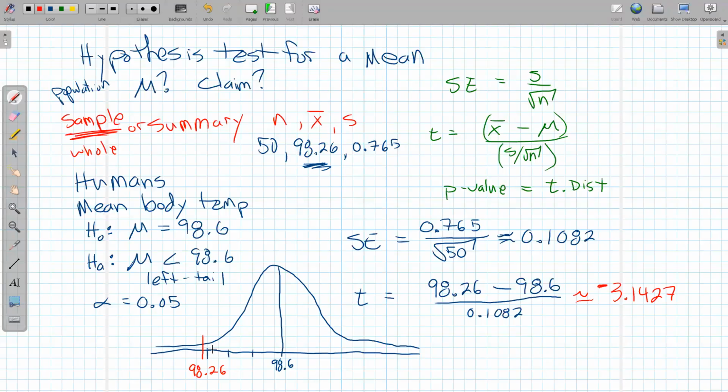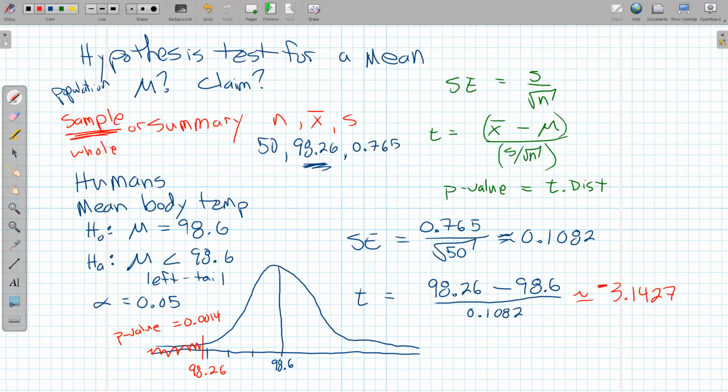And based on that, both the spreadsheet and the stat key agree that the p-value there is 0.0014. So there's less than a 1% chance of finding a group of 50 people that have an average temperature that's less than 98.26 when we're expecting their temperature on average to be about 98.6.